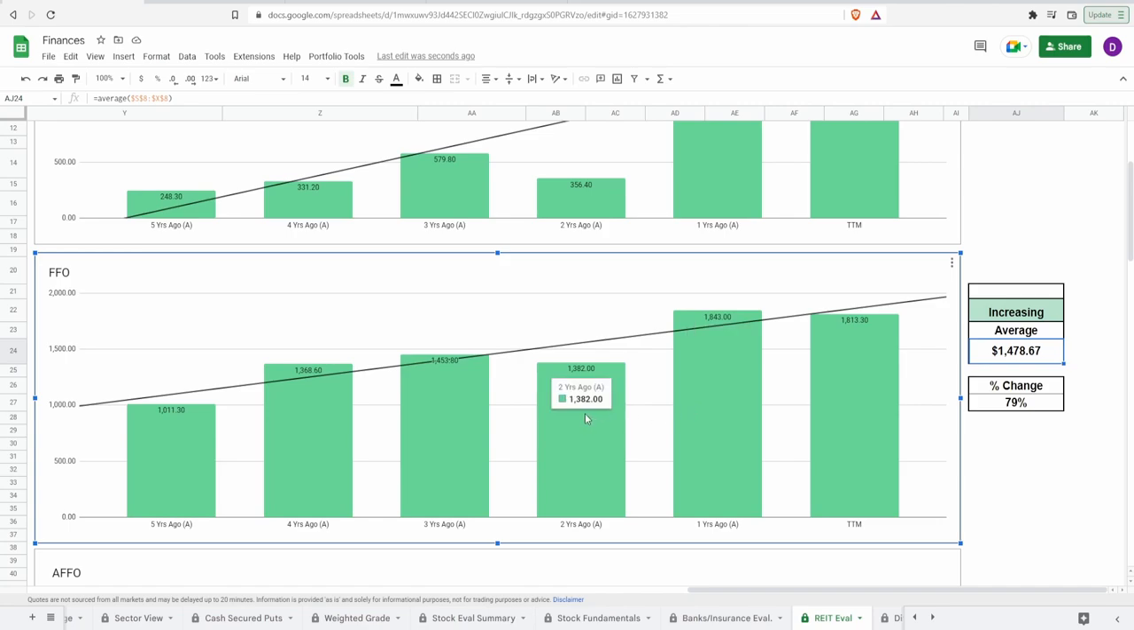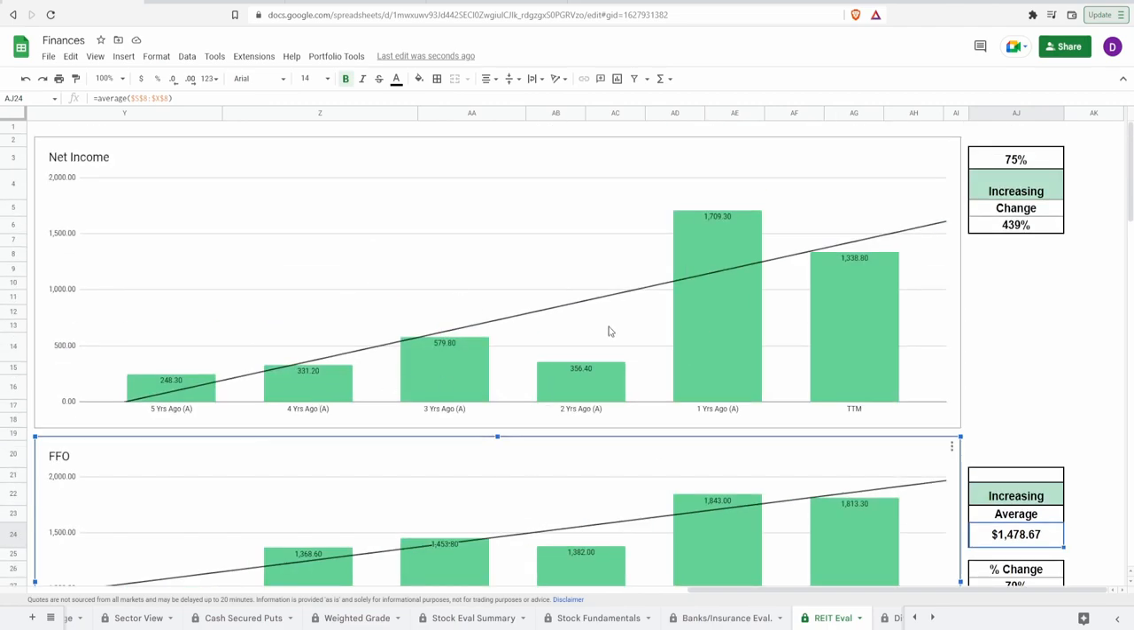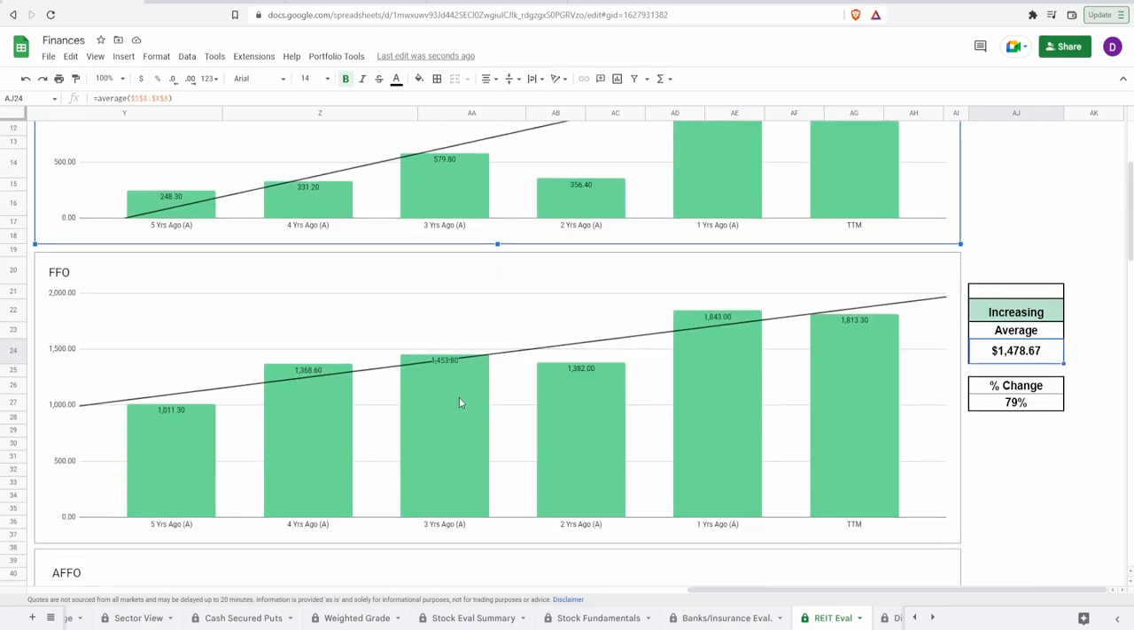Going from 1.4 billion to 1.8 billion. Now, the fact of the matter is that this graph kind of mirrors the net income. However, the jump from 3 years ago of $579.8 million to 1 year ago of $1.7 billion in the net income is a lot more than this $1.45 billion to $1.84 billion. So, I'm actually going to give this a much higher grade overall just for that reason. Very nice, consistent one, guys. I'm going to give this like a 90%.